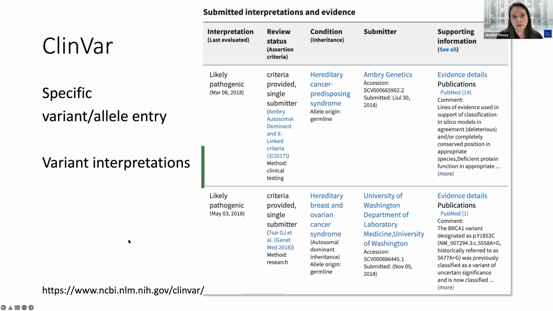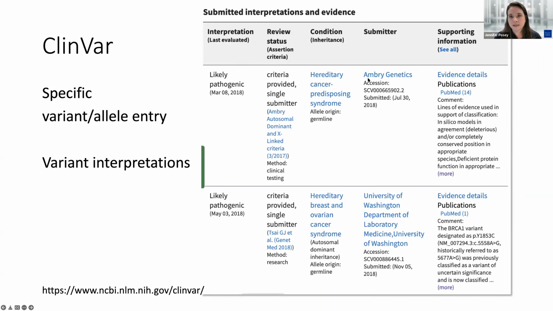If you were to scroll down, you would then start to see a table that would show you the different interpretations that had been provided for this variant to ClinVar. And so in this case, I'm showing you 2 rows. They both show interpretations of likely pathogenic, meaning that this variant was felt to meet American College of Medical Genetics and Genomics guidelines for a likely pathogenic status. We'll talk more about that on Friday, exactly what that means and how to get there.